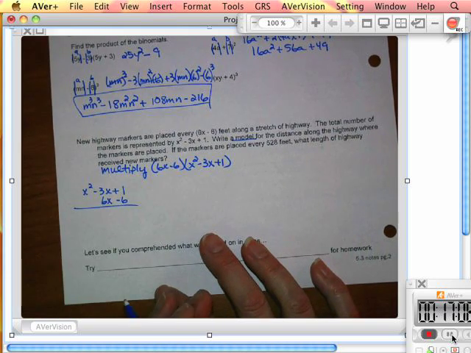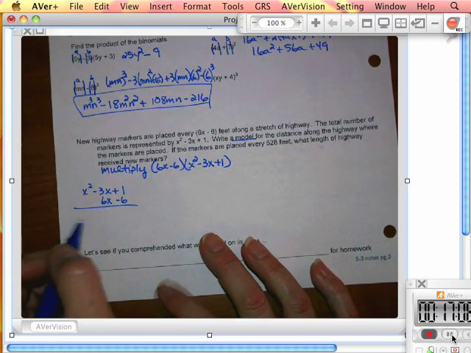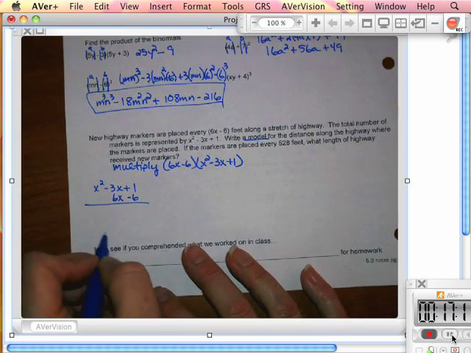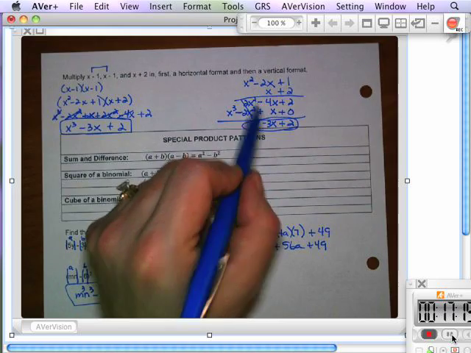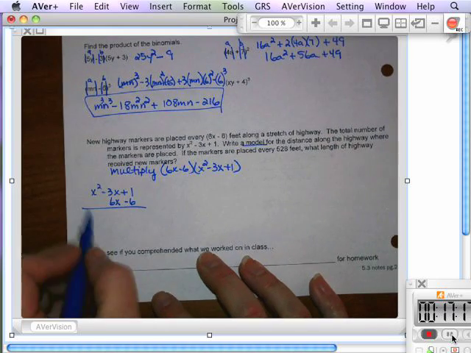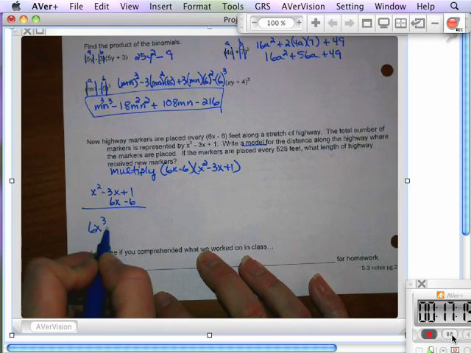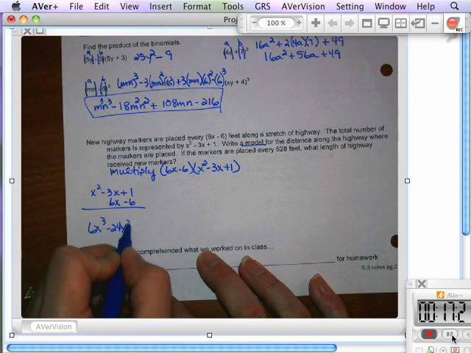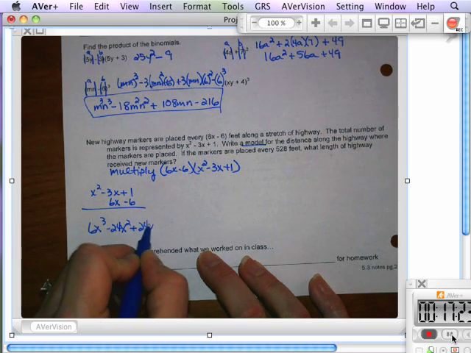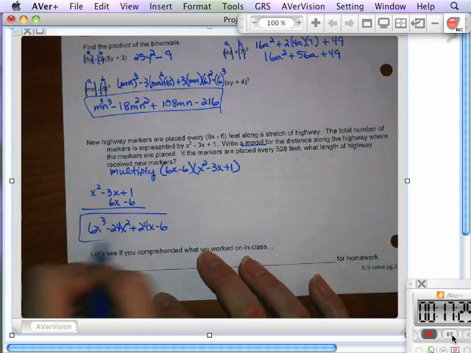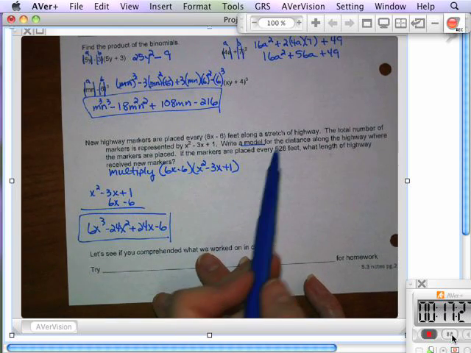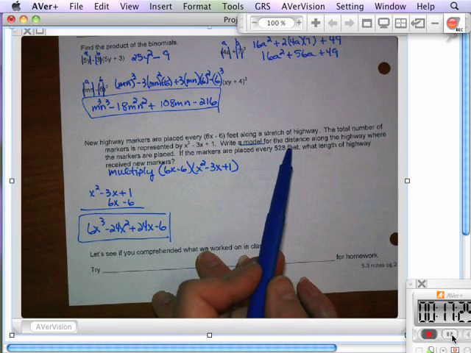Okay? If you go through the motions, I'm not going to take the time to do that, but if you go through the motions, just like we did up here and on the other side, you would end up with this: 6x cubed minus 24x squared plus 24x minus 6. So this is a model that represents the distance along the highway where the markers were placed. Because that's the first thing I had to do.